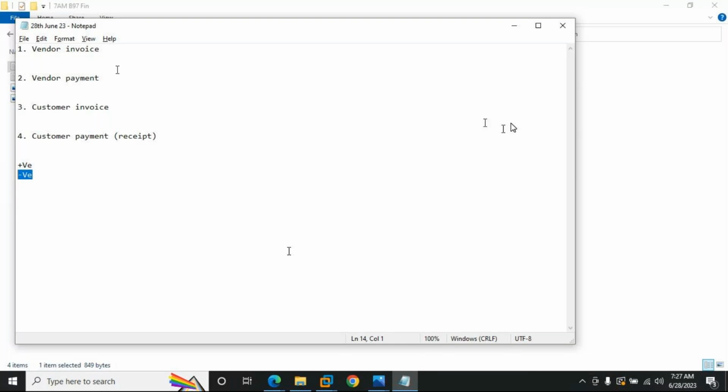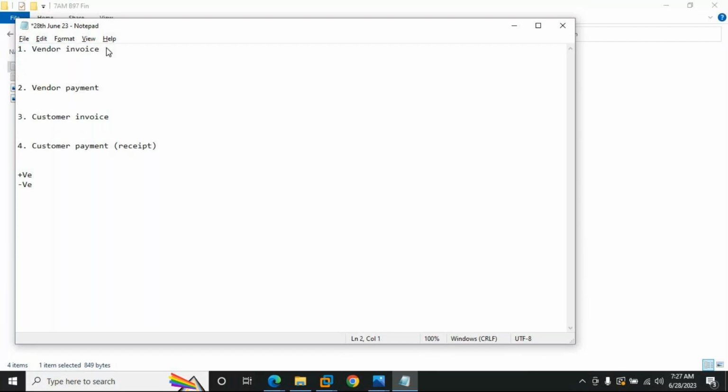So you are receiving material from the vendor, so you need to pay money to the vendor. Am I right? You need to pay. So the vendor account will be credited. In Telugu, it is appu. So we have to pay money to the vendor at the time of invoice.